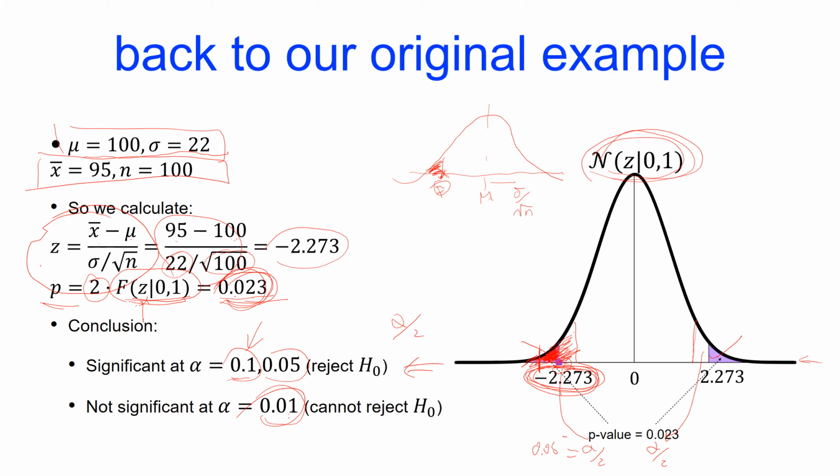Because that is a very commonly used CDF value. Right? 1 sigma away, 2 sigma away, 3 sigma away. Remember those values.